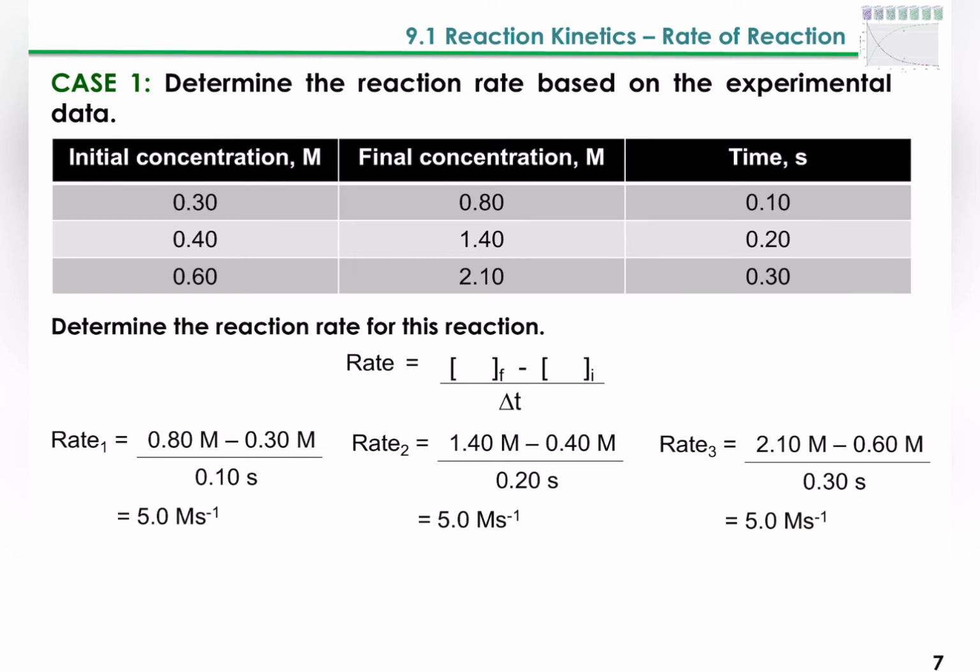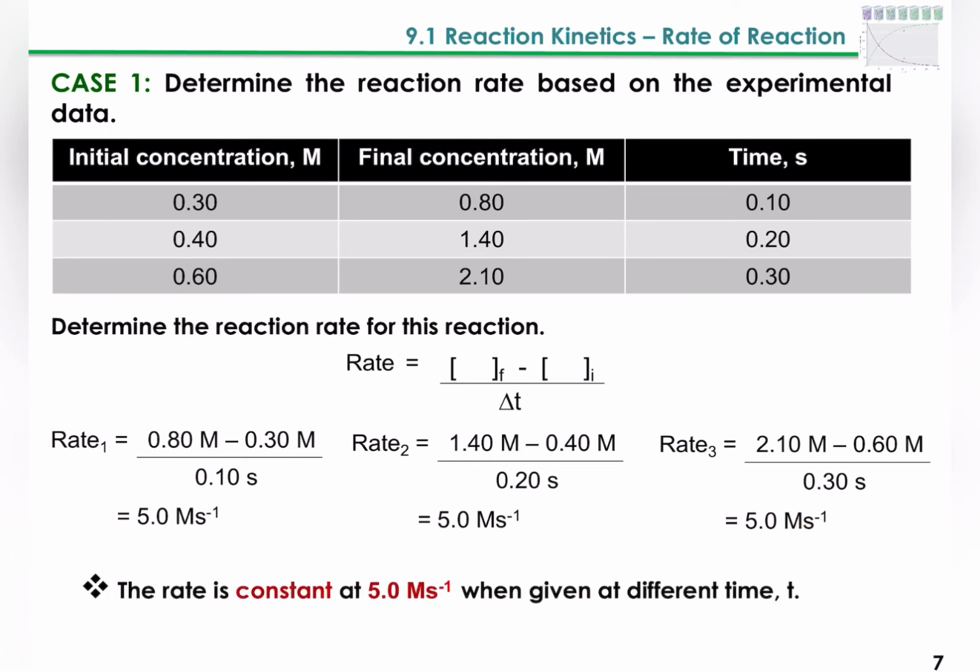And as you see here, the rate is constant at 5.0 molar per second at different times, because you see that the time is changing from the result above, but the rate is still constant. So this is what we want to prove. When you do the experiment, you have to make sure that you get a constant rate of reaction to make sure your reaction is the best one.